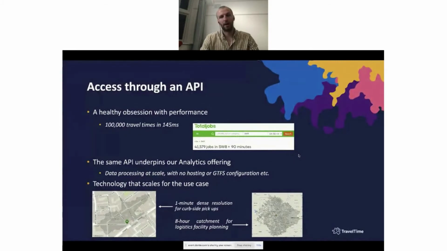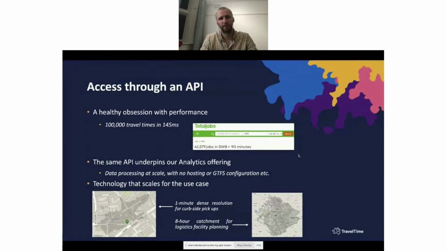And going back to the analytics side, even though performance is not the be all and end all, the same API underpins all of this. The benefit in analytics is being able to do huge data analysis at scale, scenario model, and rerun things in a very manageable time frame. Also, because it's all through an API, there's no hosting, there's no GTFS configuration or having to build your own models or anything like that. It's all always available through a simple API, however you need to use it.